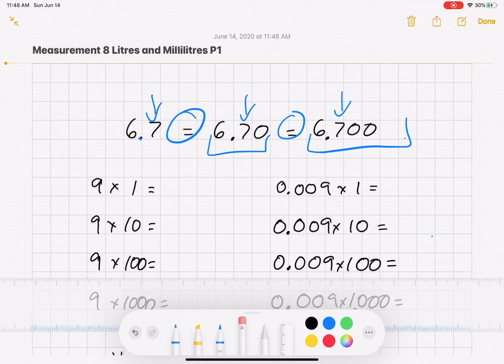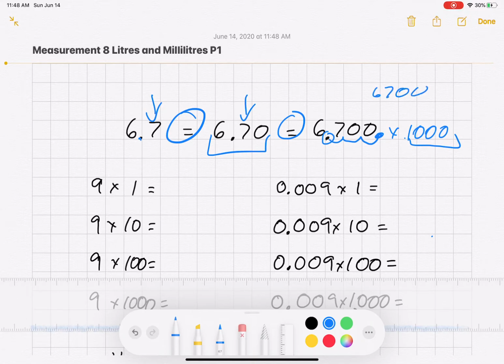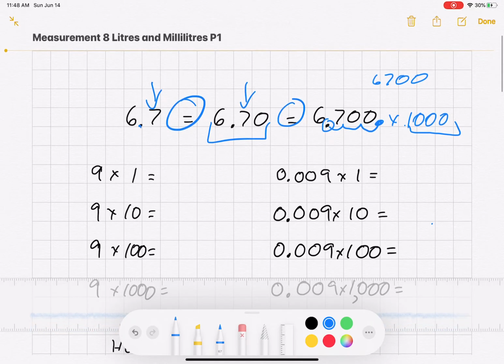But if I multiplied, now I'm going to multiply this number by 1,000, okay? What that's going to do is I have the 3 zeros there. I'm going to move that decimal 3 places. Okay, and then now this number is going to be 6,700. Okay, so it becomes a different number. And we're going to be using this shortly.